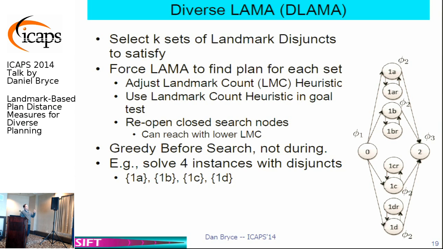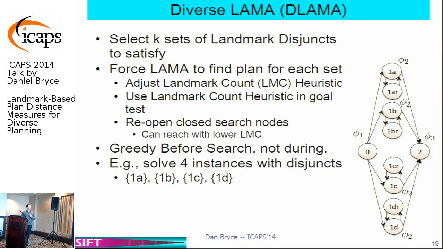The next thing you need to do is you need to make the landmark count a part of your goal test. So you have to make sure that you've actually satisfied all of your landmarks in order to say the plan is valid. In that way, you know that you've satisfied all the landmark disjuncts that you've chosen to satisfy. The final thing you need to do is you need to reopen closed search nodes. But because the landmark count heuristic is part of your goal test, it's often possible that you might have seen a node and then you are able to find it with a lower landmark count heuristic value and you want to reopen it. So by default, LAMA won't let you reopen the search nodes.